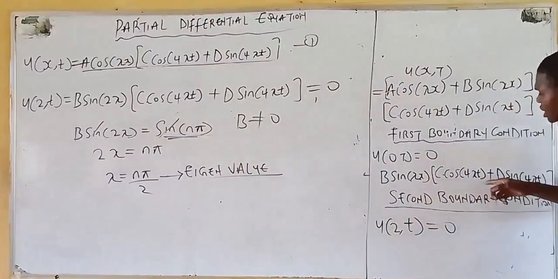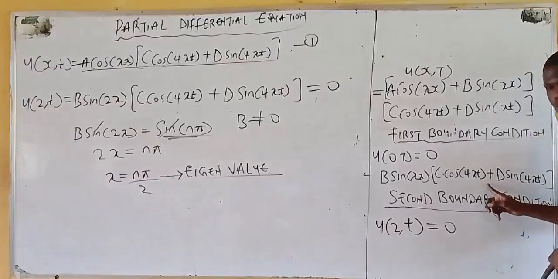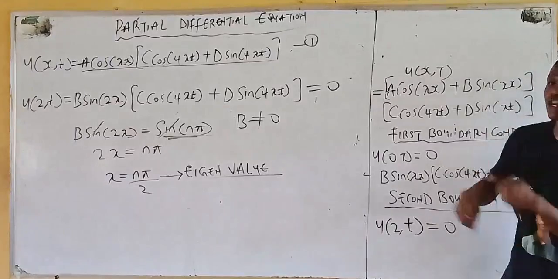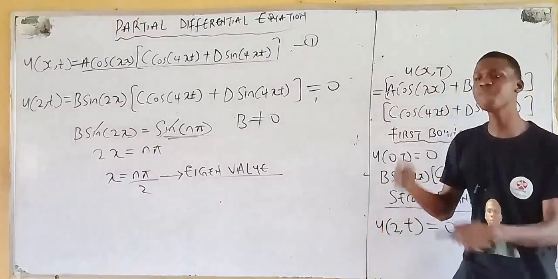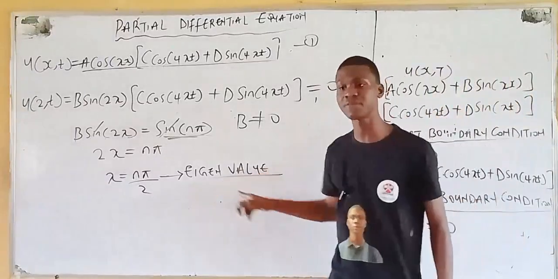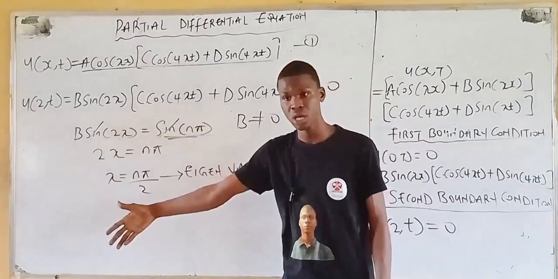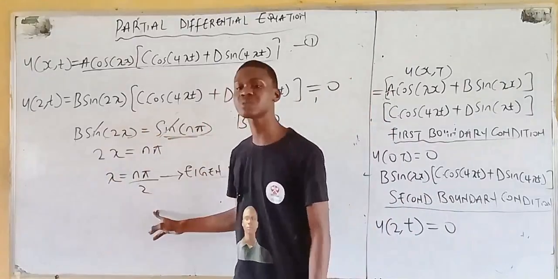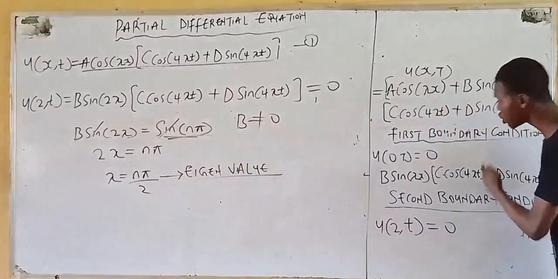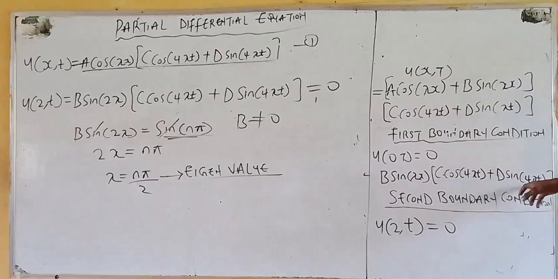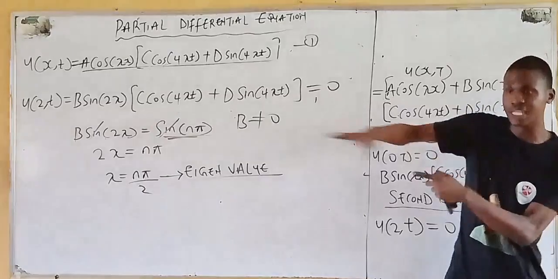From this, we applied the second boundary condition. By the second boundary condition, we know that B is not equal to 0, right? If B is not equal to 0, we got the eigenvalue. The idea of the eigenvalue is coming from B not equal to 0. Now from this eigenvalue, substitute it back into what you have. Can you see that it is following like a stage?